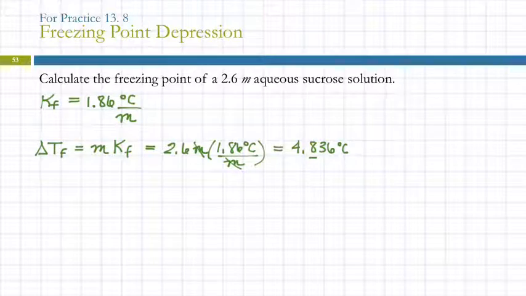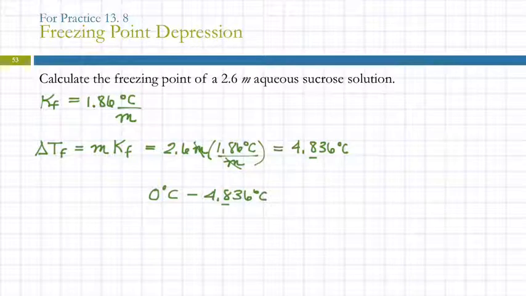So we have to take that change and combine it with the freezing point of the pure solvent. So water, pure water freezes at 0 degrees Celsius. The freezing point is going to go down because of the addition of the sugar. So we're going to subtract that number. And we're going to get negative 4.8 degrees Celsius.